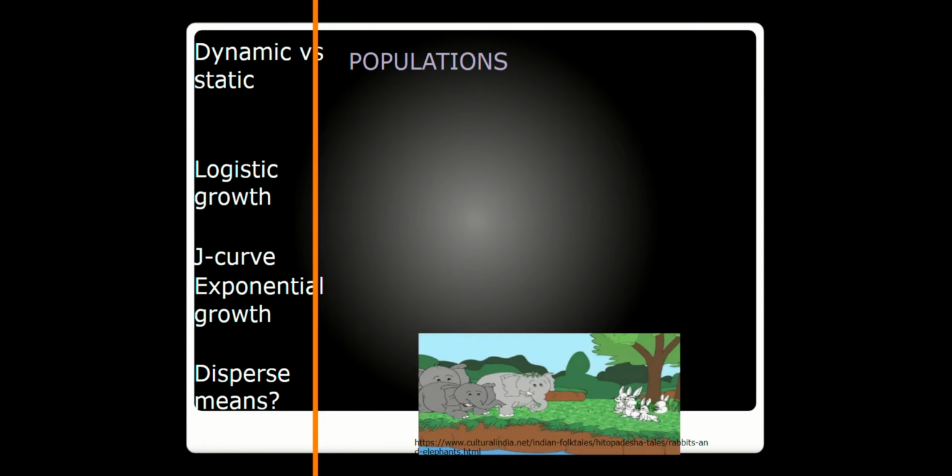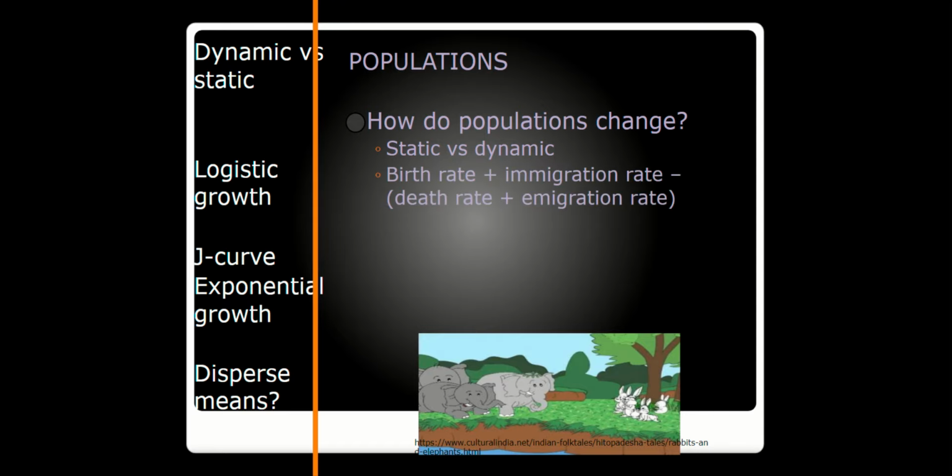Now we're talking about population change. In population change, remember, populations are not static. They are dynamic. They can be stable, where the numbers really fluctuate minimally, but they're still dynamic. So how do populations change? How can that be measured? Think about it this way.